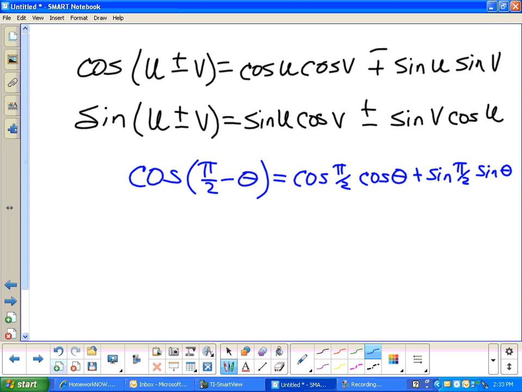If you evaluate each term there, what's the cosine of pi over 2? Pi over 2 is 90 degrees. Oh, gosh. Please don't pull out your calculator for that one.